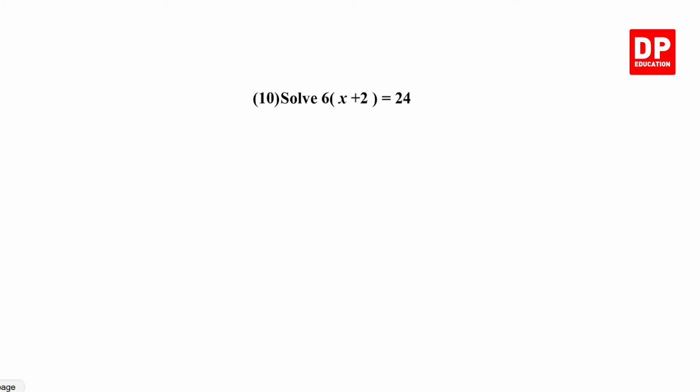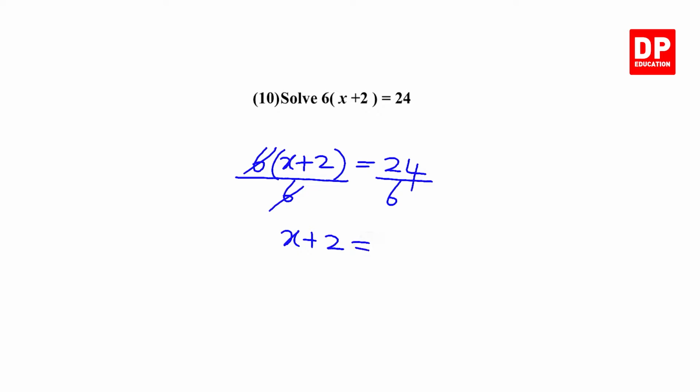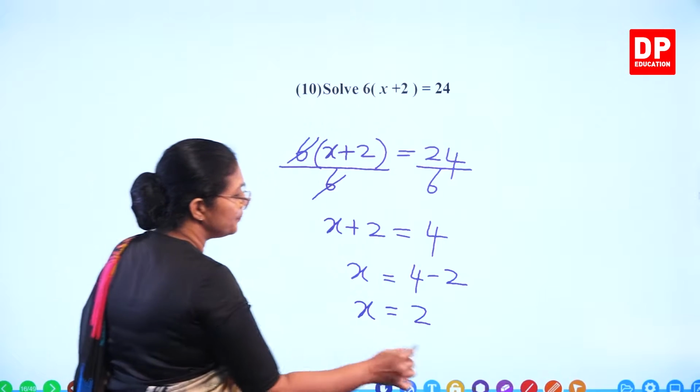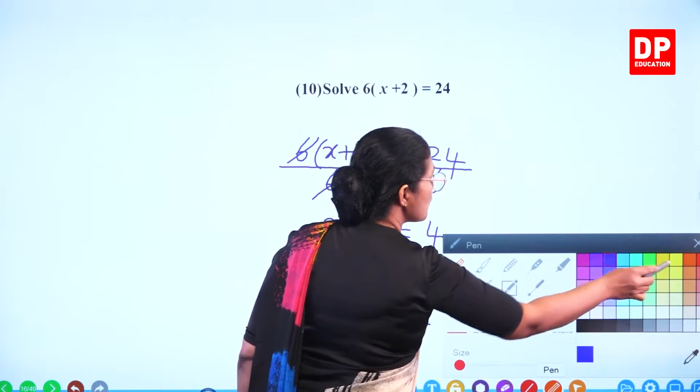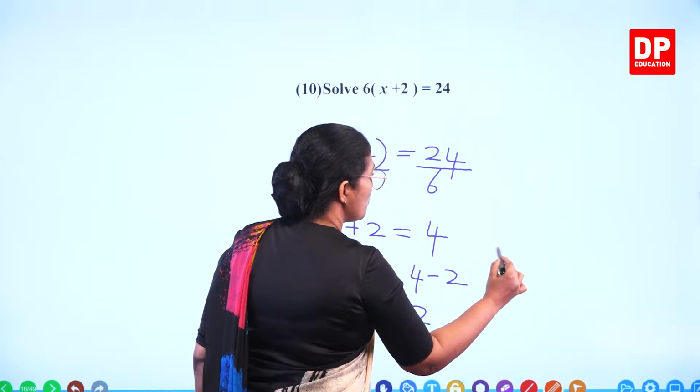Question number 10. Solve. 6 into (x plus 2) equals 24. Without expanding brackets, you can easily divide both sides by 6 and get rid of this value. So you get x plus 2 equals 24 divided by 6, which is 4. Take 2 to the other side, that becomes minus 2. 4 minus 2 is equal to 2. So you get 2 marks.